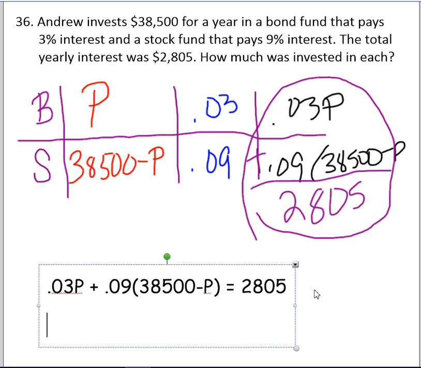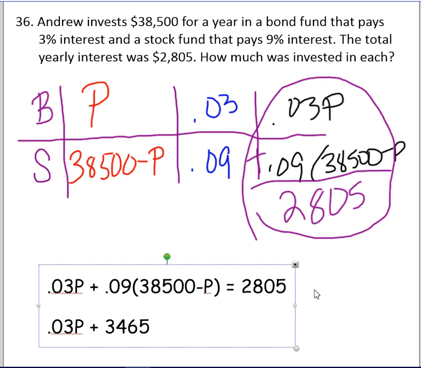First thing to do is to get rid of our parentheses. So 0.03p stays the same for now. And we're adding to it 0.09 times 38,500, which gives us 3,465.